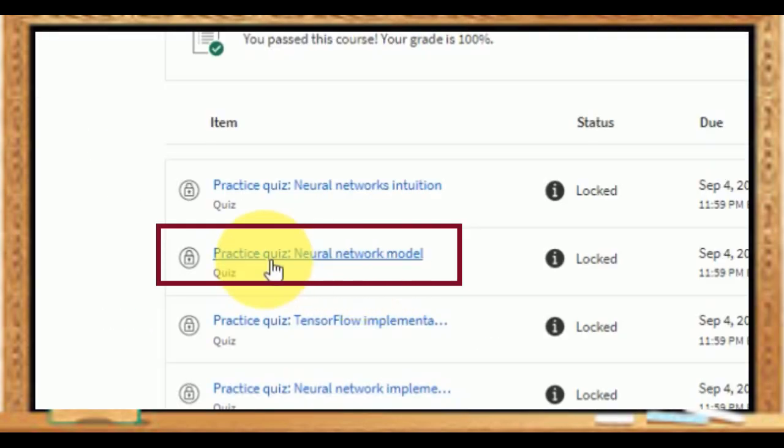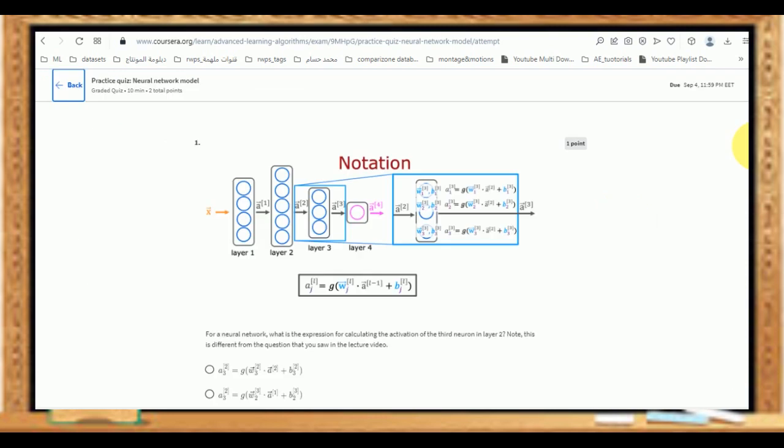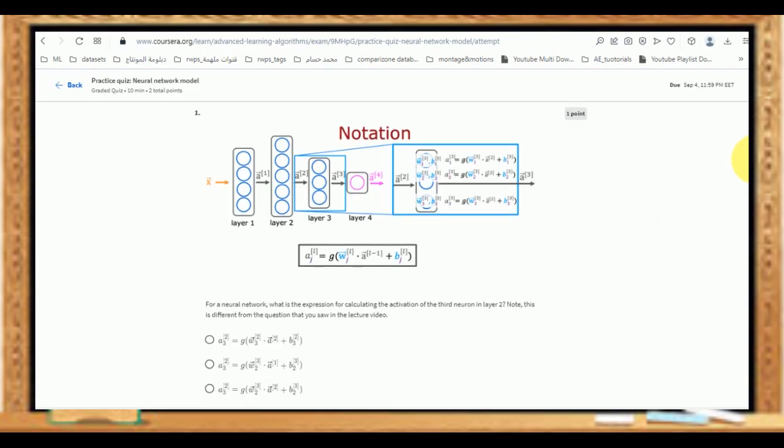Hi guys, the second quiz is neural network model. I will try again with you. First question is talking about notation of neural network.